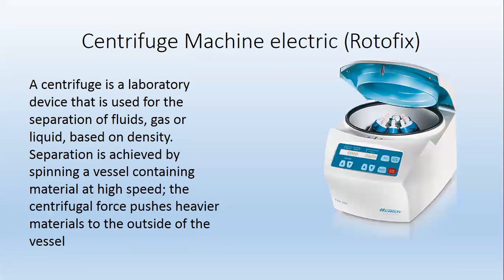Next is centrifuge machine electric. This is the image of centrifuge machine. A centrifuge machine is a laboratory device that is used for the separation of fluids, gas or liquids based on its density. Separation is achieved by spinning a vessel containing material at high speed. The centrifugal force pushes heavier material to the outside of the vessel. So it differentiates and separates the heavy particles from lighter particles.